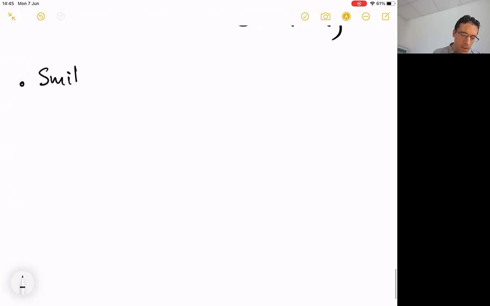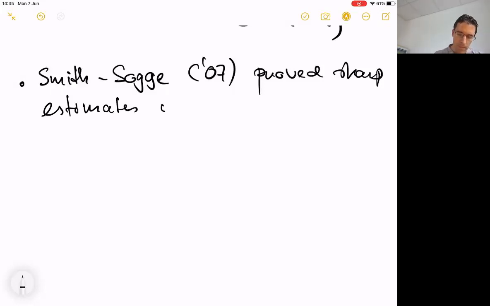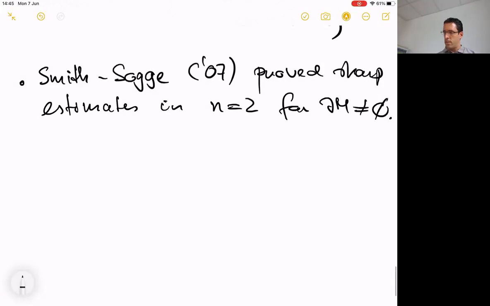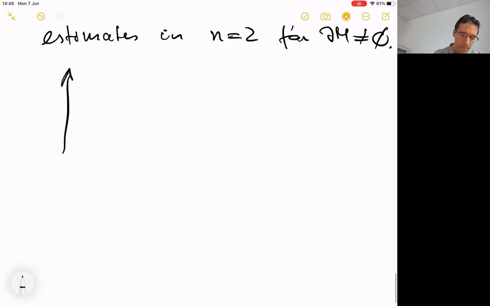So Smith and Sogge proved sharp estimates in 2 dimensions for manifolds with boundary. They have results in higher dimensions, but they are not sharp. There are counterexamples that tell you what the sharp estimates should be in higher dimensions, and in higher dimensions this doesn't match these counterexamples. But in 2 dimensions, the picture is the following.